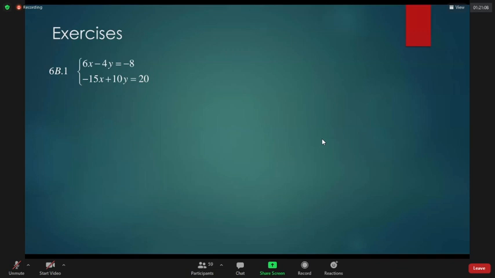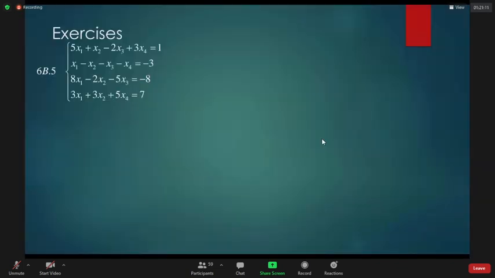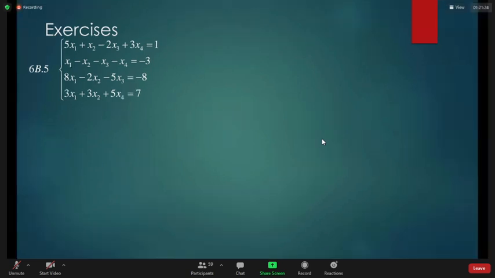Probably something else. Let's see. Okay, I want to do this one. Yes, I want to do this one because it is 4 by 4, like a big one. 4 by 4. That's one I wanted to do.